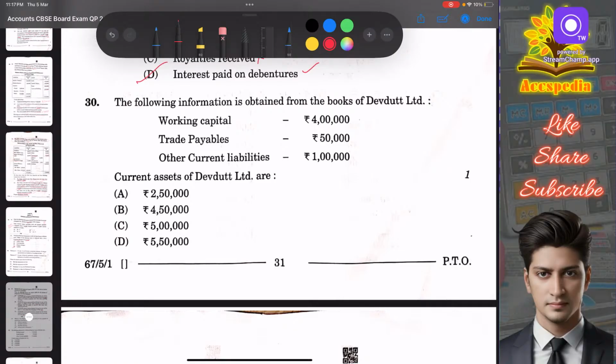The following information is obtained from the books of Devdutt Limited: working capital, trade payables, other current liabilities. We need the current assets of Devdutt. The working capital formula is current assets minus current liabilities. So taking current liabilities to the other side, the minus becomes plus. Current assets equals working capital plus current liabilities. Add all these: working capital and the two current liabilities. So it is 5,50,000.